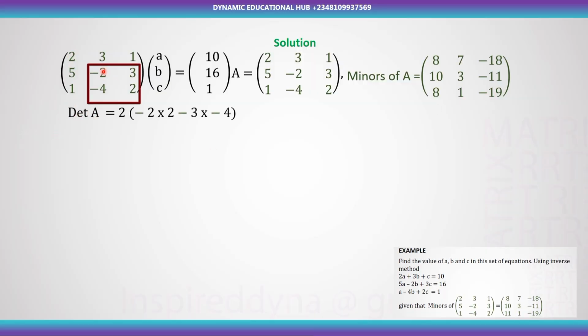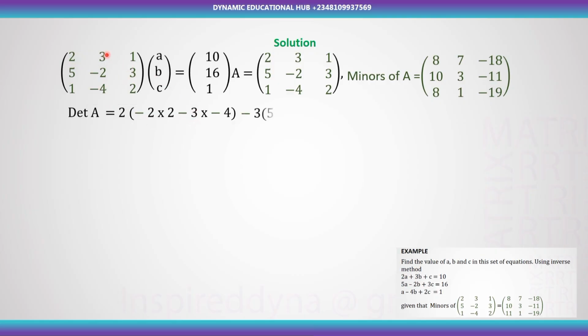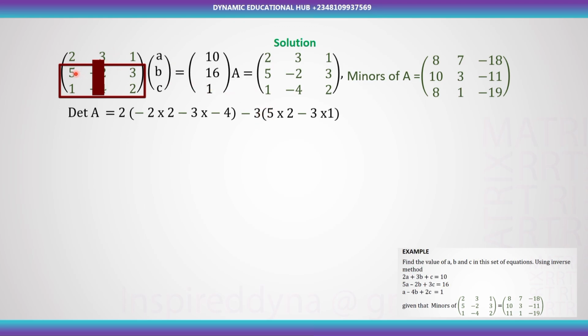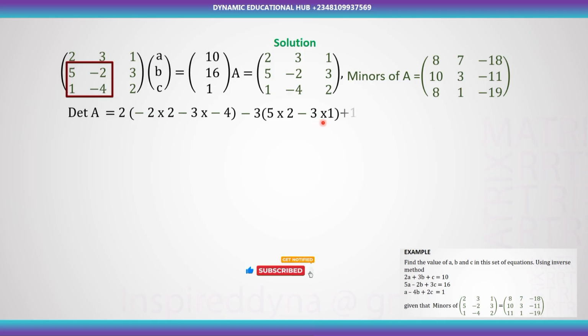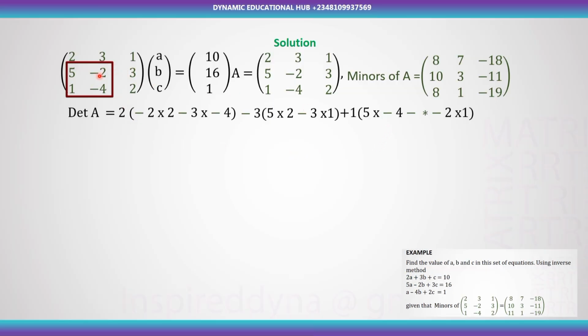We multiply it by the determinant of this. 2 open brackets, minus 2 times 2 minus 3 multiplied by minus 4, what we have here. Then we move to 3, we have minus 3, then you open a bracket. So we are going to have 5 multiplied by 2 minus 3 multiplied by 1, what we have here. Finally, plus 1, then we are left with this, 5 multiplied by minus 4 minus 2 multiplied by 1, what we have here. So expanding this, let's see what we are going to have.